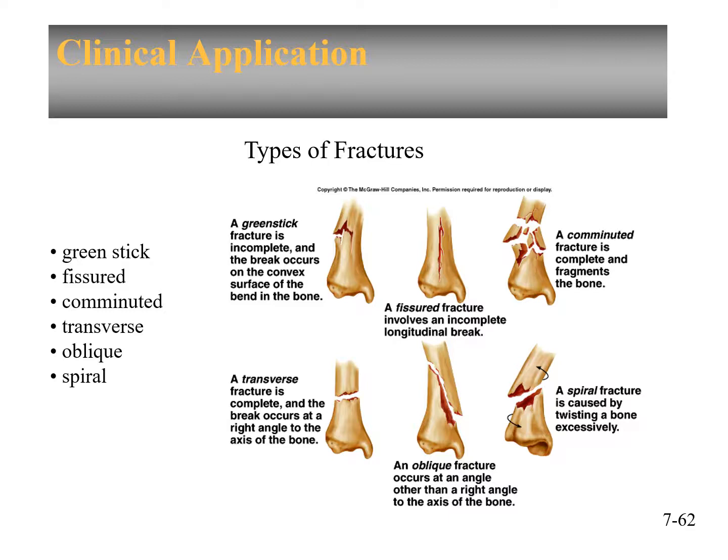A comminuted fracture is complete and fragments the bone. A transverse fracture is complete and the bone breaks at a right angle with the axis of the bone. An oblique fracture occurs at an angle other than the right angle of the axis of the bone, and a spiral fracture is caused by twisting a bone excessively.